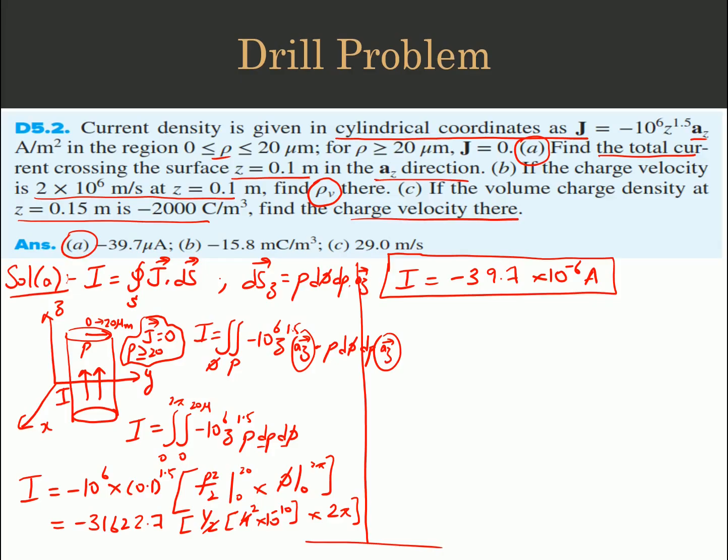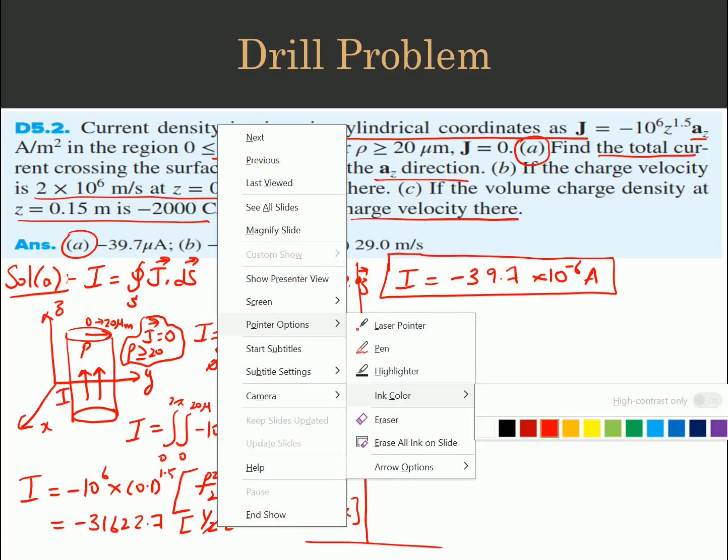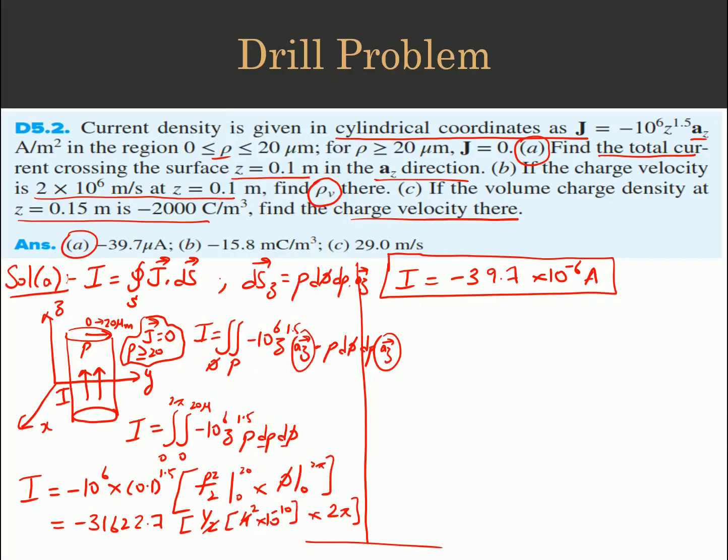Now let's solve the second part and the third part of this problem. I'll change the color so we get a better understanding. Now the solution to part B. Part B is to find the rho v. We have been given velocity as 2 into 10 to the power minus 6 meters per second, and z is at 0.1 meter. We need to find rho v.